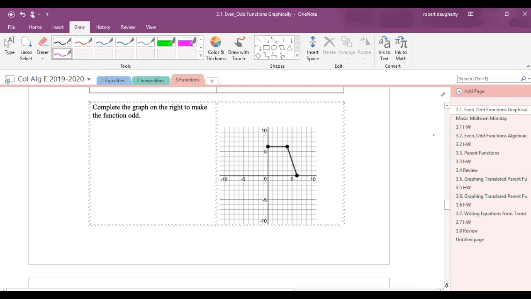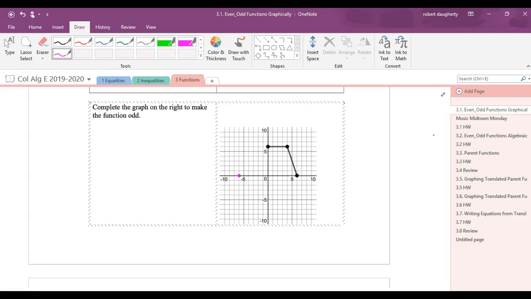Now, odd means the very opposite thing. In this case, it looks like here, I go to the right 6. What's the opposite of going to the right 6? To the left 6. So I'm going to put a dot right here. Now, describe how I get from the origin to this point right here. What directions do I take? I go to the right, what? 4.